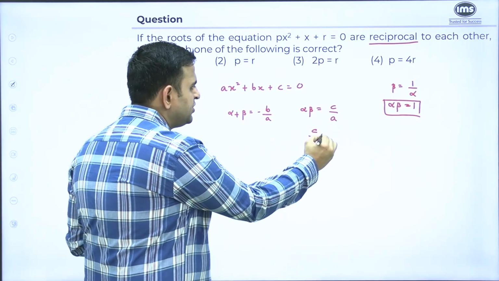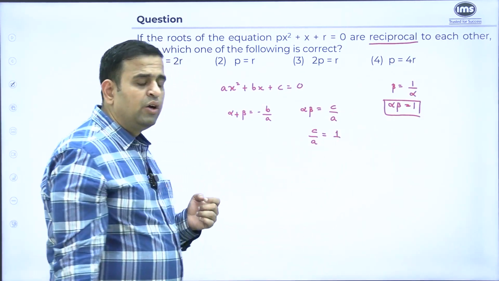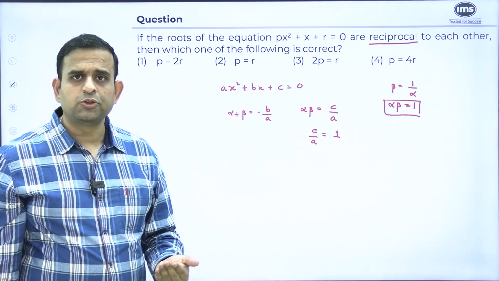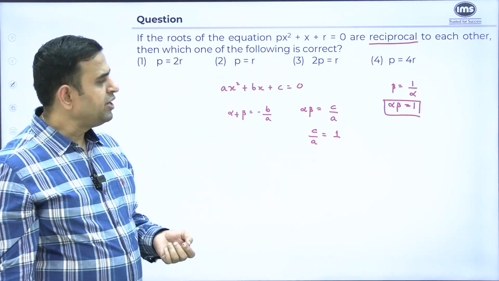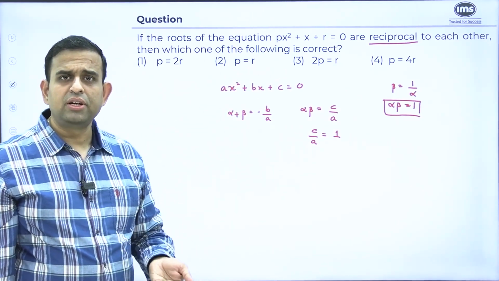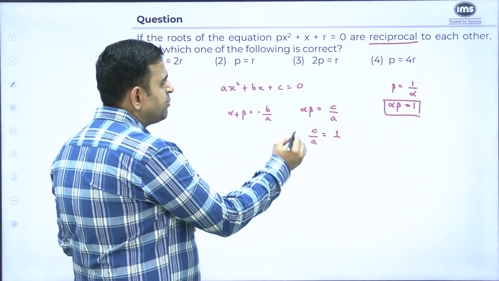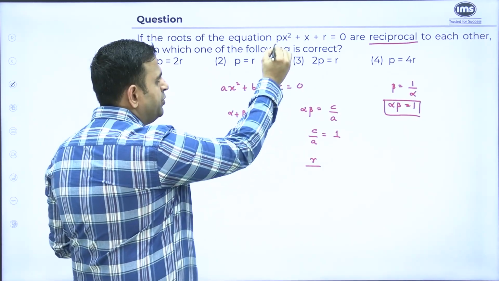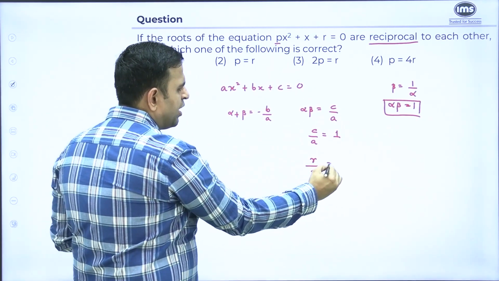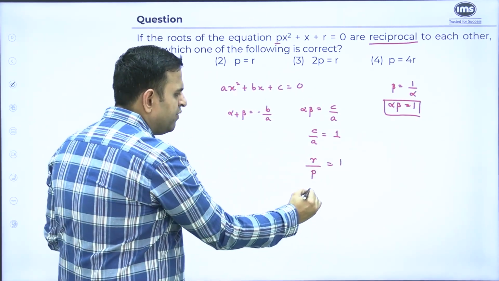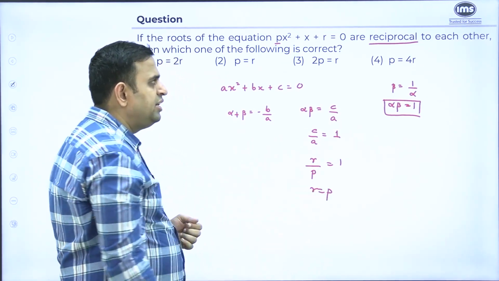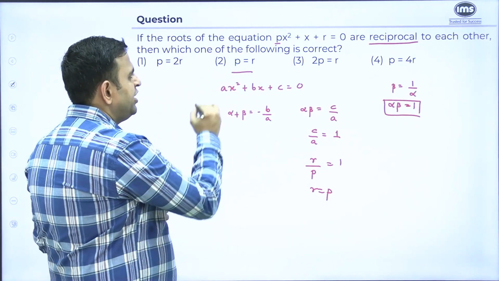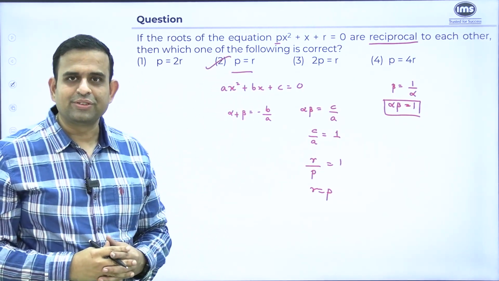Now what does c represent? C represents nothing but our constant term. And what does a represent? Nothing but the coefficient of x square. So if you look at this particular equation, px square plus x plus r equals to 0, I can say my constant term happens to be r. The coefficient of x square happens to be p. So r by p is equal to 1 will give you r equals to p, or p is equal to r over here, which clearly means that my required answer over here must be option number 2.